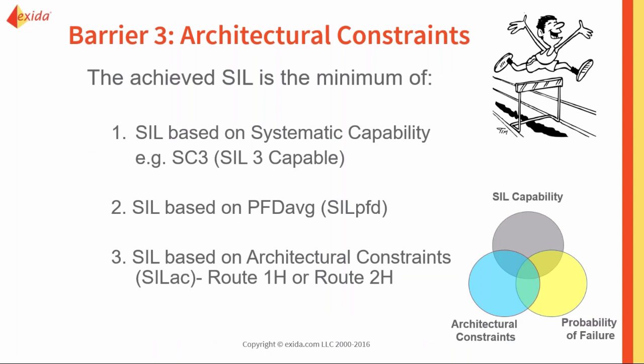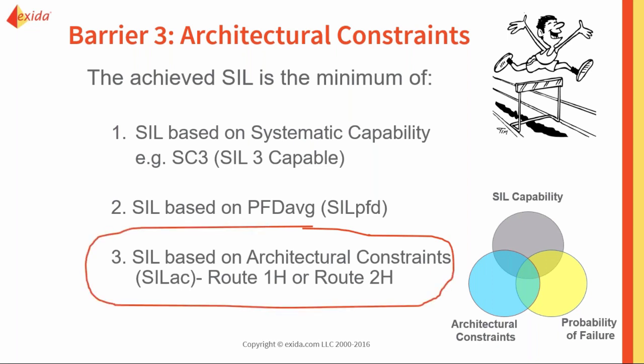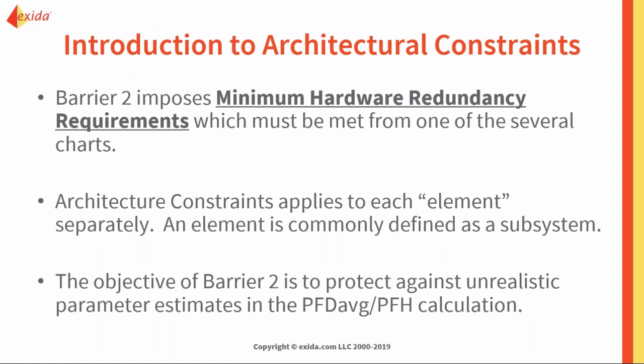The third barrier that we're going to be talking about today is architectural constraints. It's commonly referred to as Route 1H or Route 2H. This barrier was set up basically to be a reality check almost, to make sure that there's a minimum hardware redundancy requirement, so that people can't just cheat the PFD average calculation with unrealistic numbers and say that they're a SIL 4 with no redundancy. The architectural constraints are kind of the checks and balances of IEC 61508.